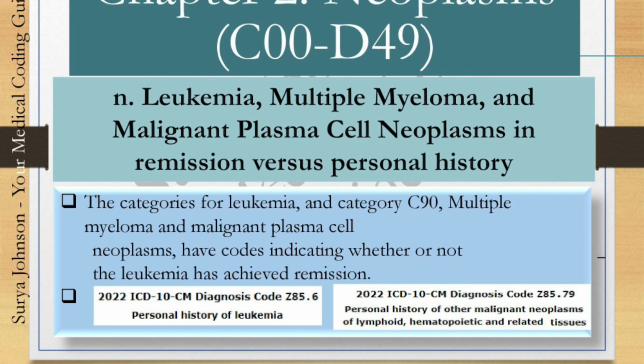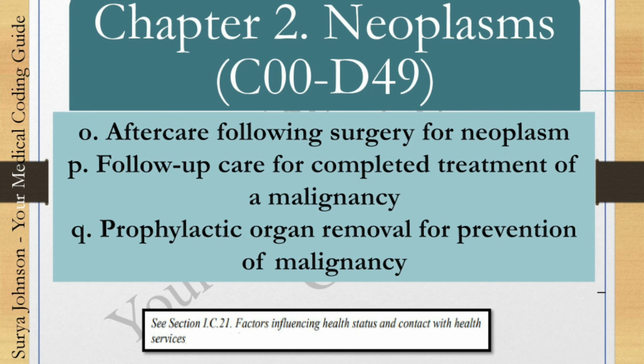The next ones under the neoplasm series: O, aftercare following surgery for neoplasm. P, follow-up care for completed treatment of malignancy. Q, prophylactic organ removal for prevention of malignancy. These have all been discussed in a different section of the chapter-specific guidelines, in chapter 21, factors influencing health status and contact with health services, that is the Z codes. So you will be coding the aftercare following surgery for neoplasm, the follow-ups and the prophylactic organ removal for prevention of malignancy under those.